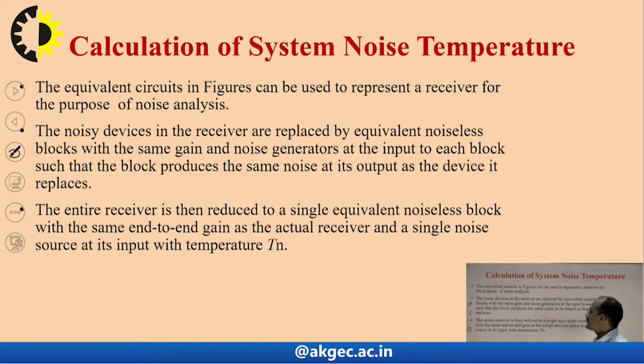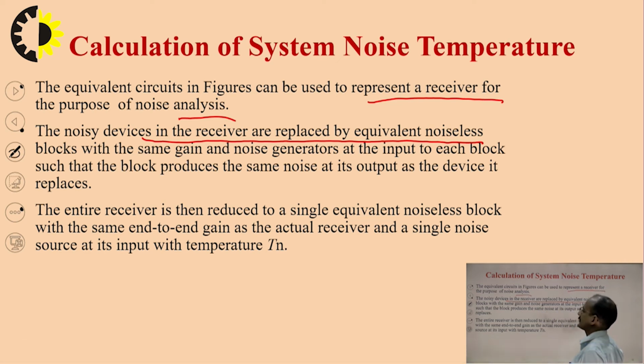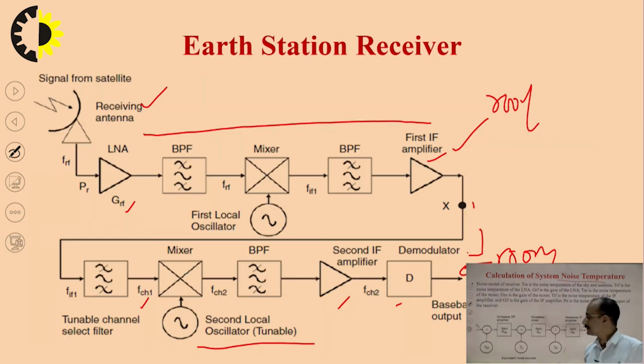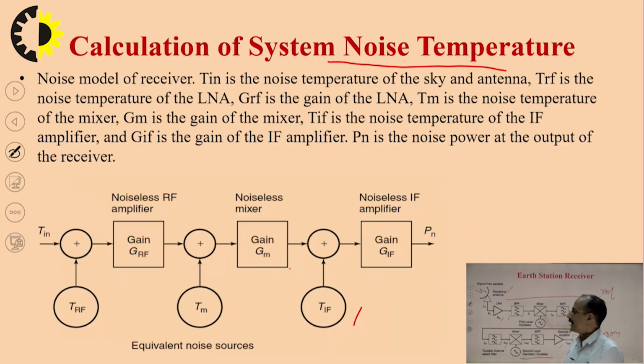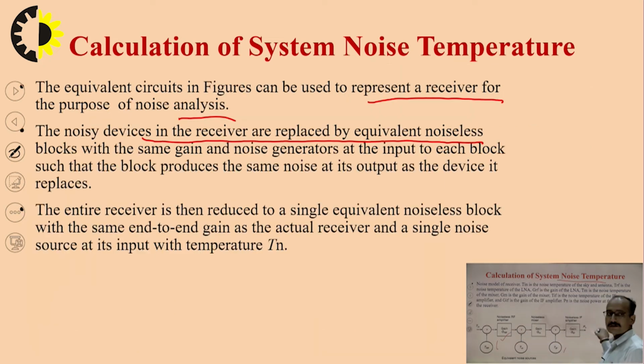And you can see that the equivalent circuit in the figure can be used to represent a receiver for the purpose of noise analysis. The noisy devices in the receiver are replaced by equivalent noiseless blocks with the same gain and a noise generator at the input to each block, such that the block produces the same noise at its output as the device it replaces. Means you are taking this LNA GRF, you are replacing it by this. This is the equivalent noise temperature, this is the gain. Similarly for other stages also.